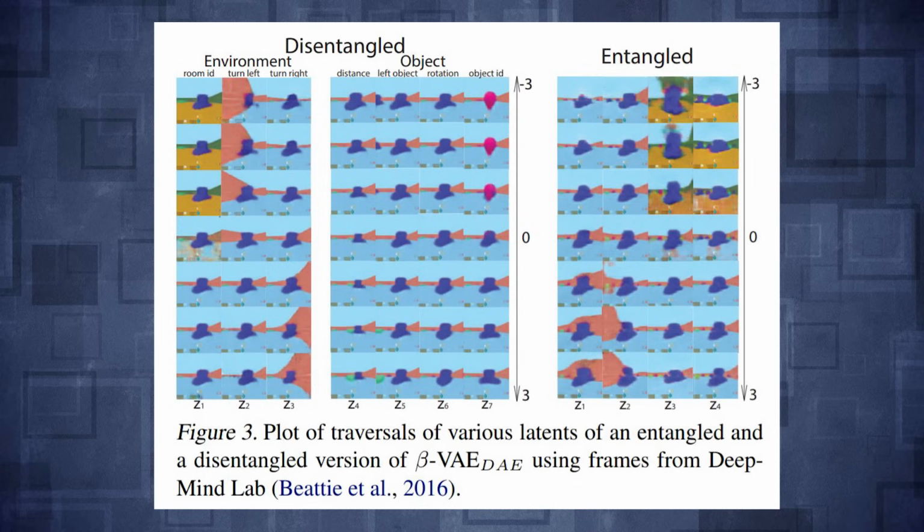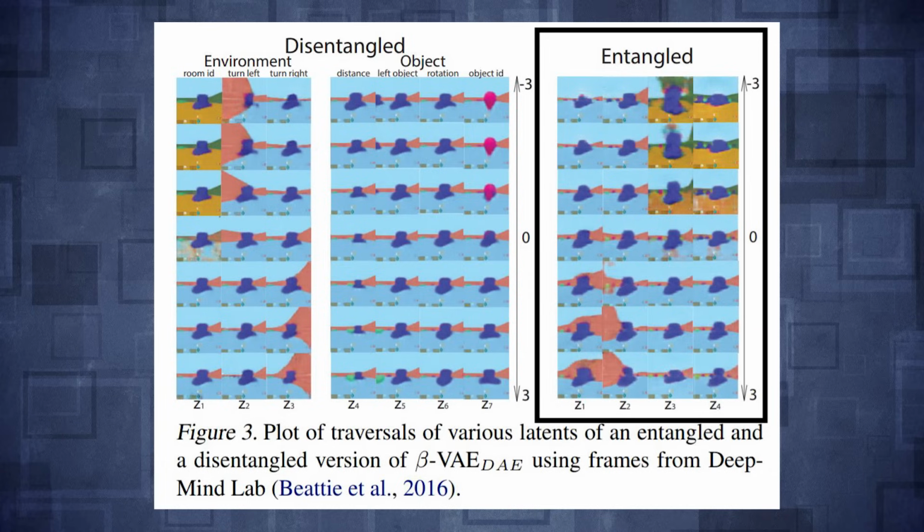And in contrast, if you don't use this disentanglement, then whenever you start changing a latent representation, everything starts blurring up in the image, and it's not really clear what this latent vector was trying to encode.